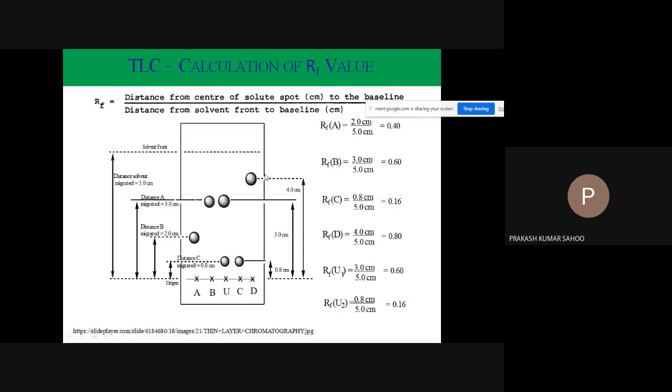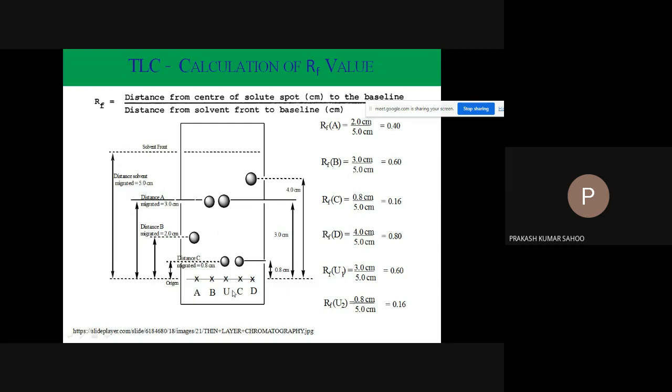Just imagine this is the cellulose paper in paper chromatography, and these are the samples we have taken. That is A, B, U, C, and D, and the distance traveled by A is this one, B is this one, U is this one, C and D. The total distance traveled by the solvent is from this point to this point. Let us say the total distance covered is 5 centimeter. So this will be fixed for every component for RF calculation. So the distance the solvent migrated is 5 centimeter.